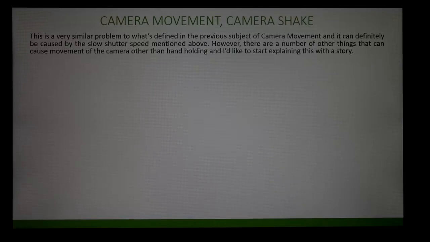Camera movement, camera shake. This is a very similar problem to what's defined in the previous subject of camera movement, and it can definitely be caused by the slow shutter speed mentioned above. However, there are a number of other things that can cause movement of the camera other than hand holding, and I'd like to start explaining this with a story.